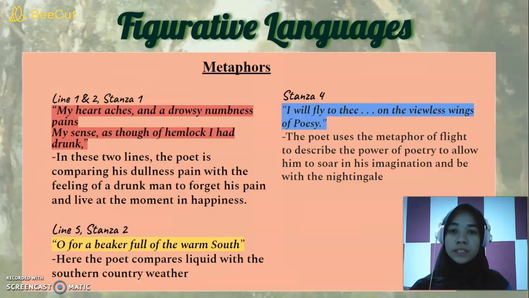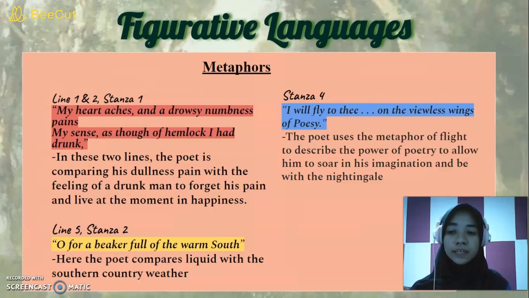So the first one is metaphor. As we can see in lines 1 and 2, stanza 1, "My heart aches and a drowsy numbness pains my sense, as though of hemlock I had drunk." In these two lines, the poet is comparing his dull pain with the feeling of a drunk man, to forget his pain and live at the moment in happiness.